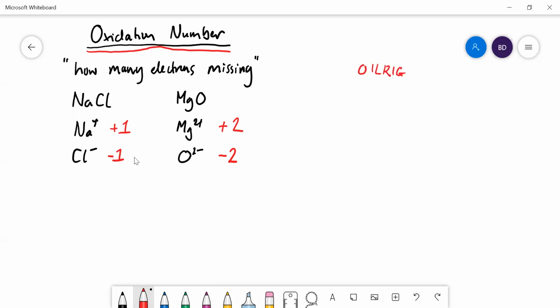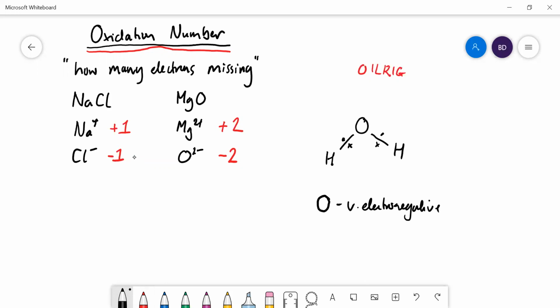But now let's expand that to covalent compounds. And this is where it is a bit of an iffy concept, but let's have a look. So let's think about water. There's water, and there's a pair of electrons in each bond, of course. But are those electrons shared equally? Well, we know that it's not, because oxygen is very electronegative, isn't it? So it's getting more than its fair share of the electrons in that bond.